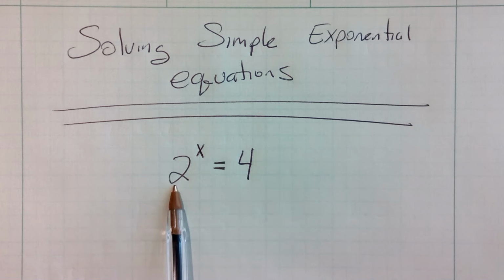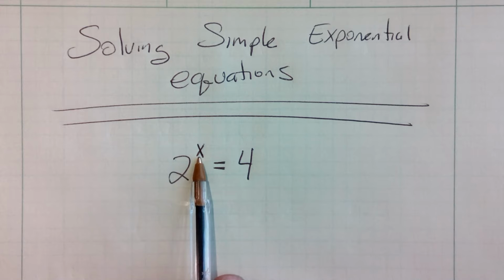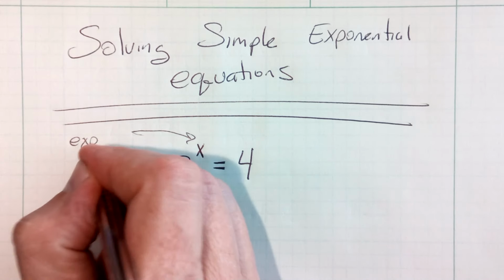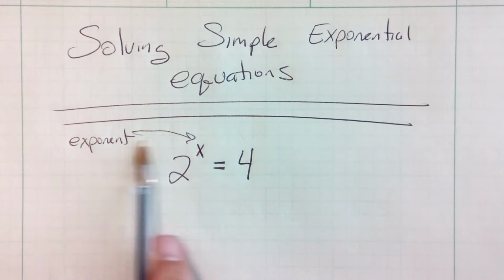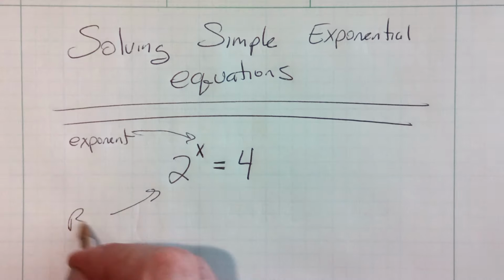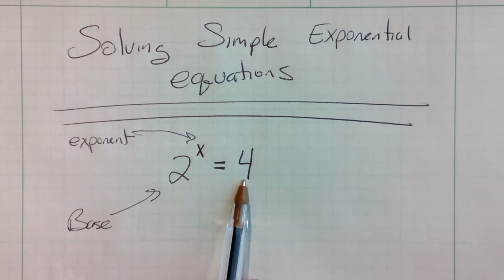All you really have to do is ask yourself and remember that this is an exponent. That exponent tells me how many times I'm going to take this base and multiply it by itself to get this result.